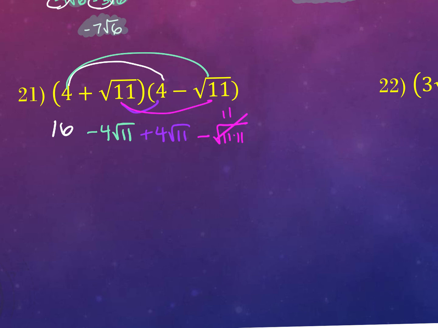So I'm going to combine together this 16 minus 11, and that's 5. And then I've got a negative 4 root 11 and a positive 4 root 11, so those are going to cancel out, and I'm left with just 5.